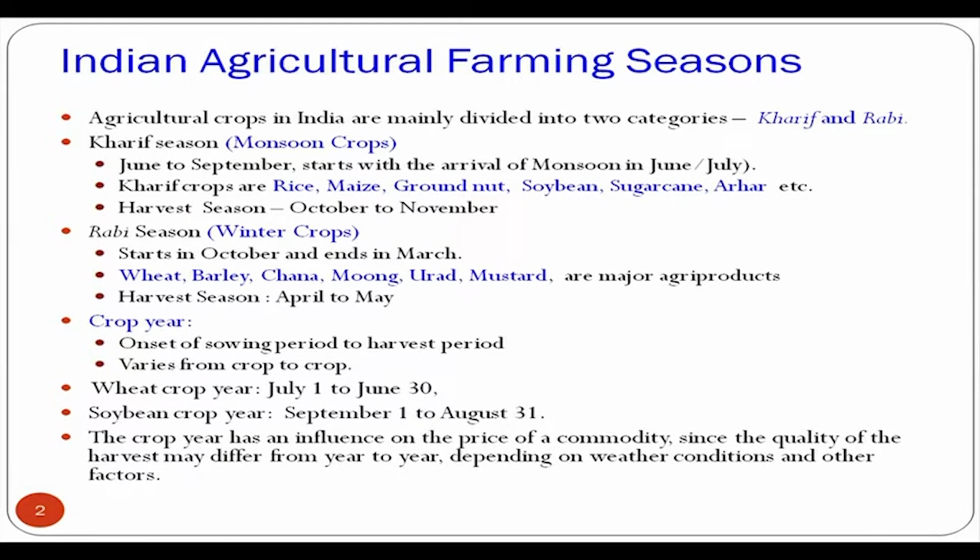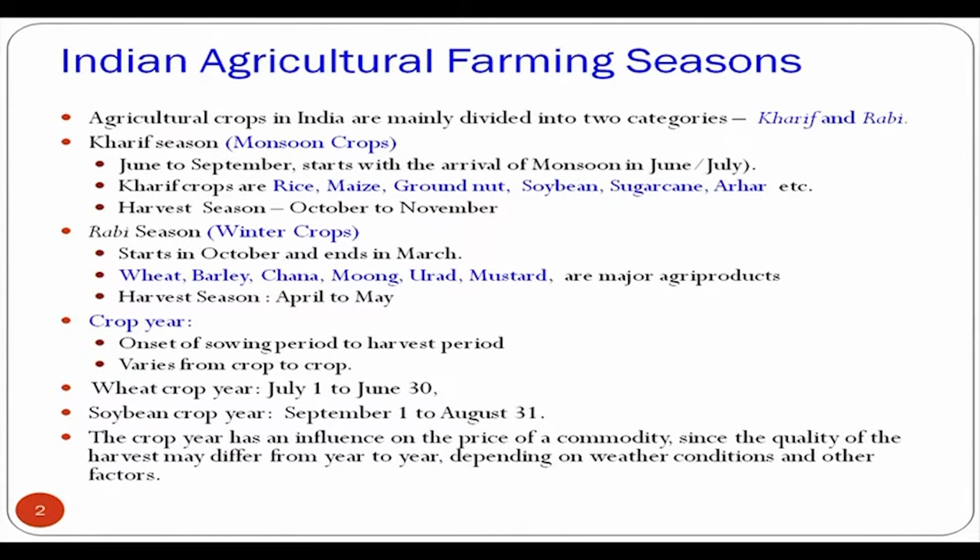and it goes up to October, November. So many agri commodities are predominantly farmed or produced during this period of time. And which are these commodities? These commodities are rice, maize, groundnut, soybean, sugarcane, arhar, etc. For these agri commodities, the sowing or planting season starts around June, July or August, and harvest coincides with the October, November months.